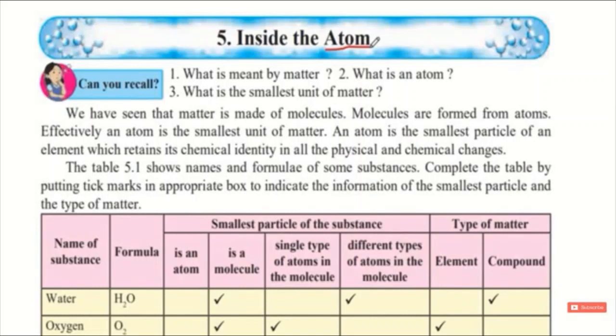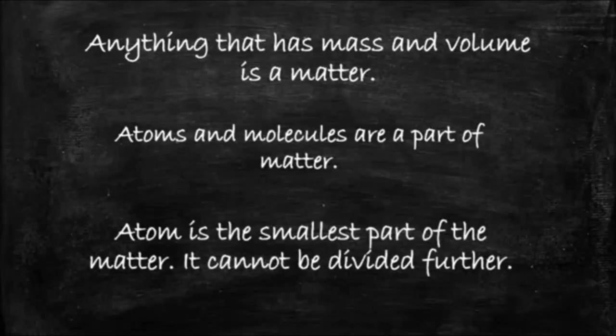An atom is the smallest particle of an element which retains, that is, keeps its chemical identity in all the physical and chemical changes. Hence, students, anything that has mass and volume is a matter. Atoms and molecules are a part of matter. And atom is the smallest part of matter. It cannot be divided further.